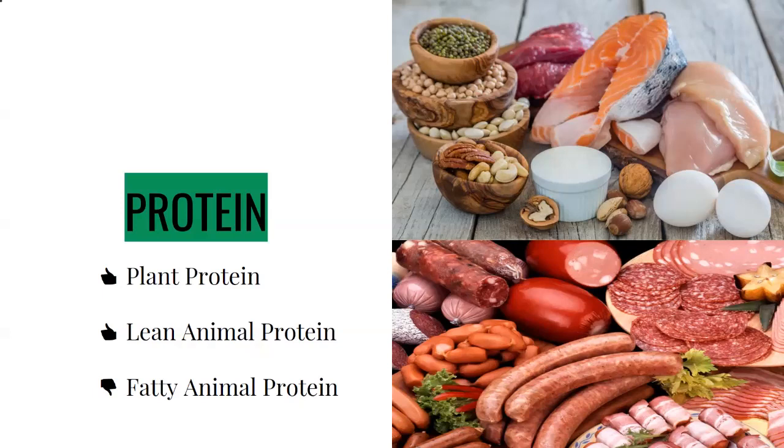So with our protein sources, we want to try to get most of our protein from lean animal sources or plant protein sources, and then have our more fatty animal proteins a little bit less frequently. So we can still have bacon, but we don't want to have bacon every single day. We want to make sure to get some of those protein sources like in the first picture as well.